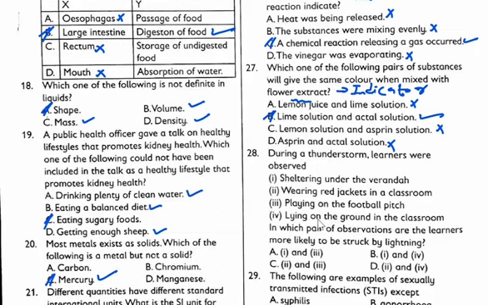Number 28. During a thunderstorm, learners were observed: Roman 1, sheltering under the veranda; Roman 2, wearing red jackets in a classroom; Roman 3, playing on the football pitch; and then finally Roman 4, lying on the ground in the classroom. In which pair of observations are the learners more likely to be struck by lightning? So here we have the options A, B, C, D.